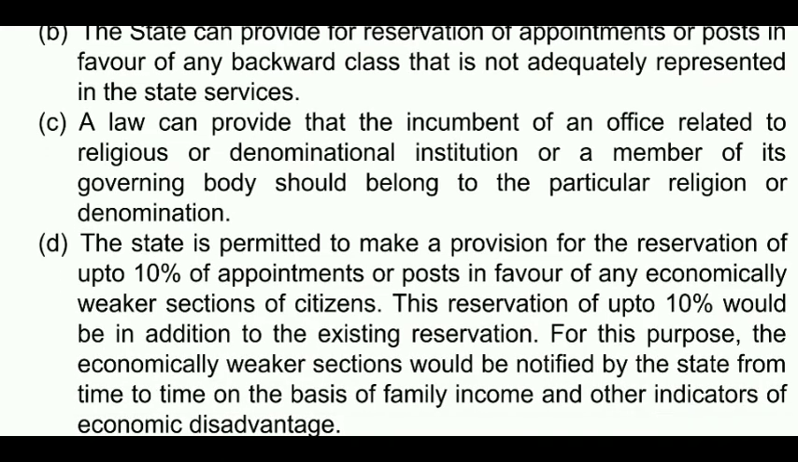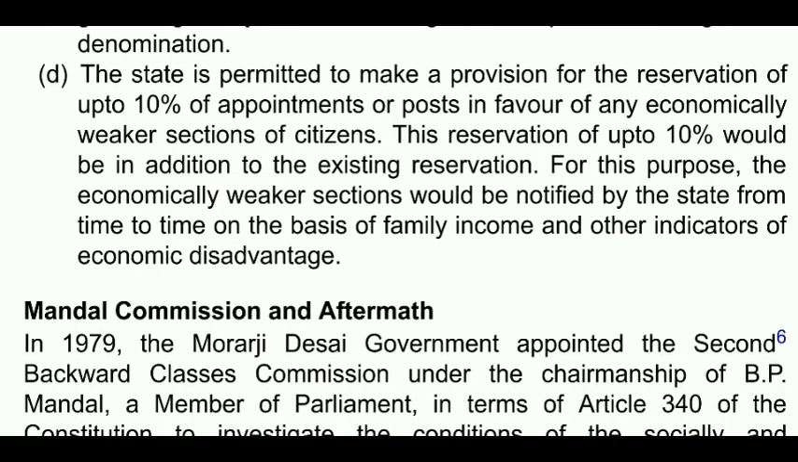C. A law can provide that the incumbent of an office related to religious or denominational institution or a member of its governing body should belong to the particular religion or denomination. D. The state is permitted to make a provision for the reservation of up to 10% of appointments or posts in favor of any economically weaker sections of citizens. This reservation of up to 10% would be in addition to the existing reservation. For this purpose, the economically weaker sections would be notified by the state from time to time on the basis of family income and other indicators of economic disadvantage.